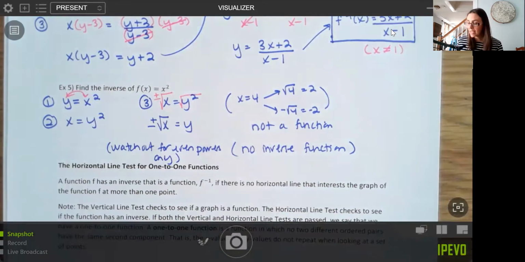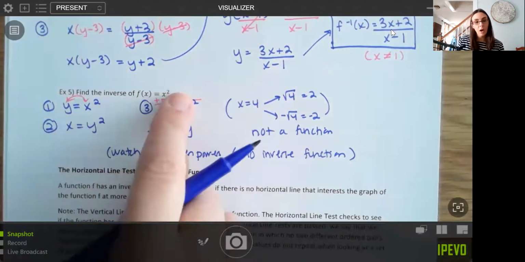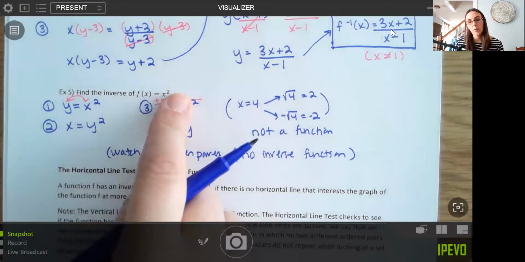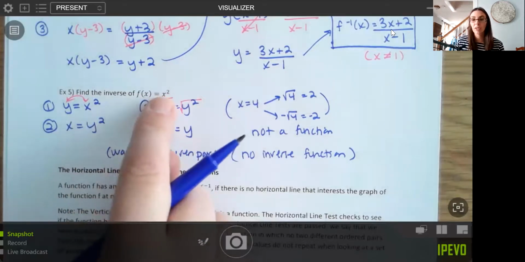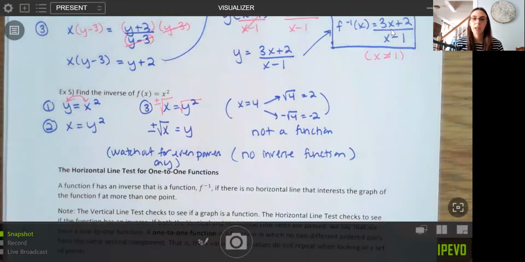I will note that we can sometimes put a restriction on our functions that don't have inverses. So for instance, something like this, we will often look at maybe just half the graph. So we may only look at x values that are greater than or equal to 0. And then what happens there is because we restrict the original function, we're able to then find an inverse for that part of that original function. So you may see that sometimes too.